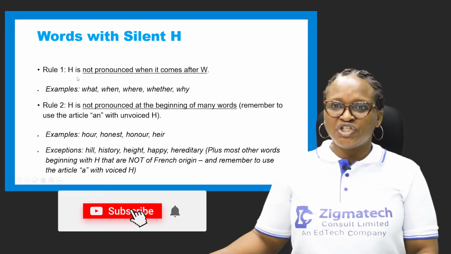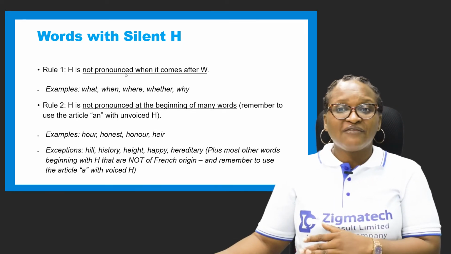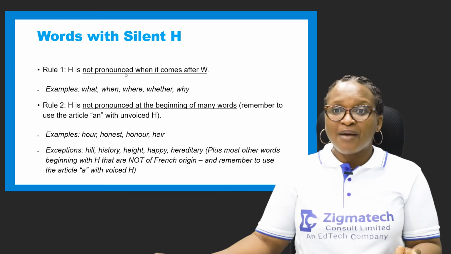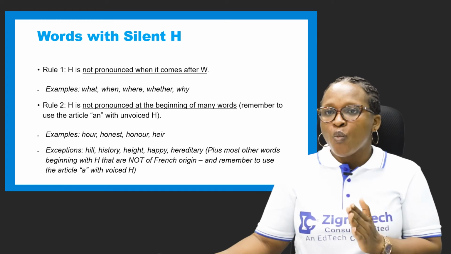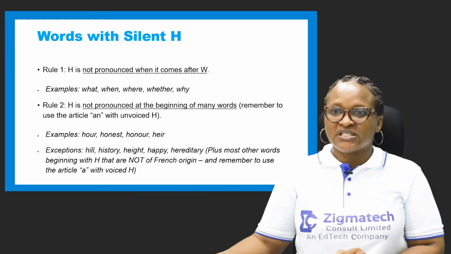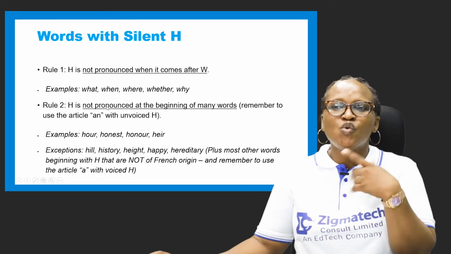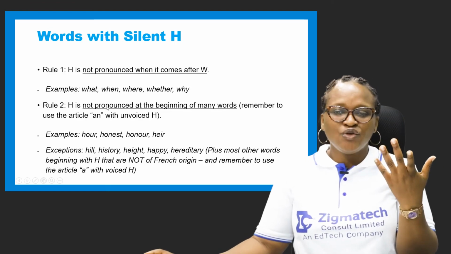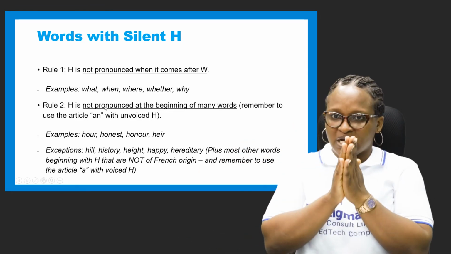Yes. So rule number one for H says that it's not pronounced when it comes after W. When it comes after W, it's not pronounced. Think of your WH words like what. So it can be 'wat', 'wen'. So it's what, when, where, whether, why. All right. Then the rule says H is not pronounced at the beginning of many words. Remember to use the article 'an' when you are mentioning your unvoiced H. Very important. I would like to say something about that.